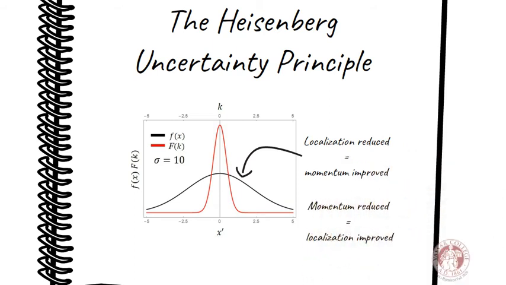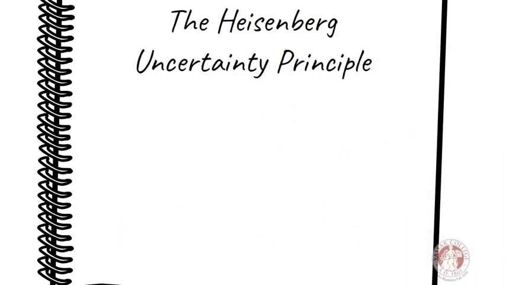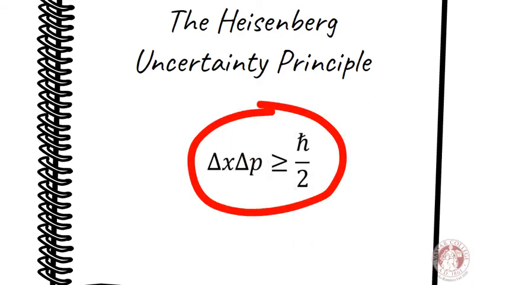Formally, the Heisenberg principle states that the position and momentum cannot be simultaneously measured up to an infinite precision. In other words, the product of the uncertainty of the position and momentum is always larger than half of the reduced Planck's constant.